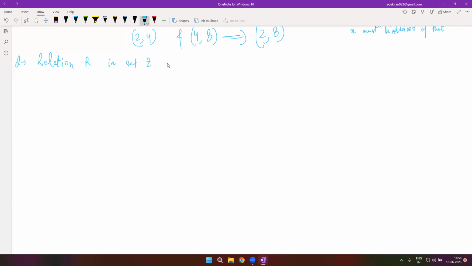Do you know what is the set Z? The set of integers. So we have some standard sets. Z is the symbol of the set of integers. Remember this, this will be used. Okay, so we have a relation R in set Z, that is the set of integers. And this is not a small z, so I should remove this.